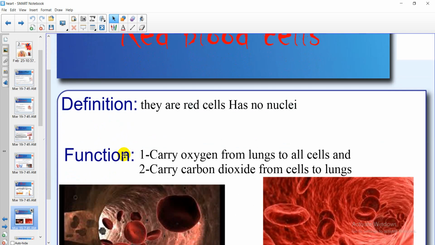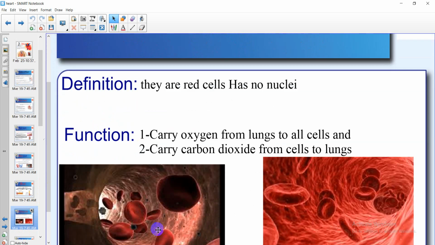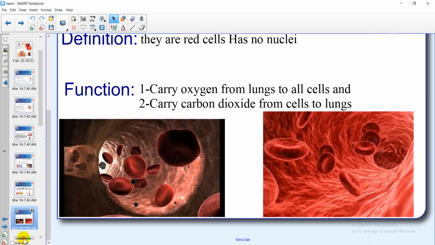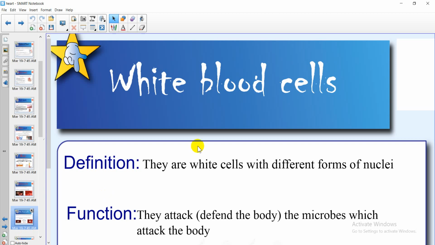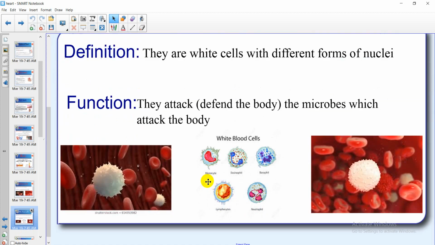Red blood cells, what is the definition of the red blood cells? They are red cells that have no nucleus inside them. They carry two things, oxygen and carbon dioxide. They carry oxygen from the lungs to all body cells and carry carbon dioxide from our cells to the lungs. Then it gets out from our body by the respiration process.